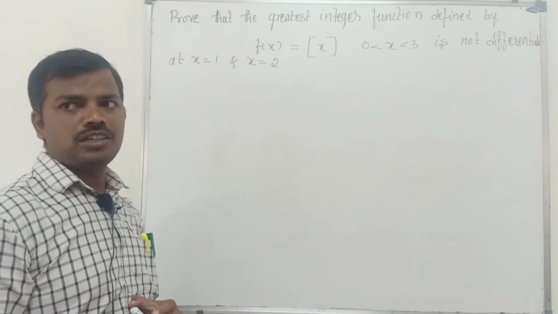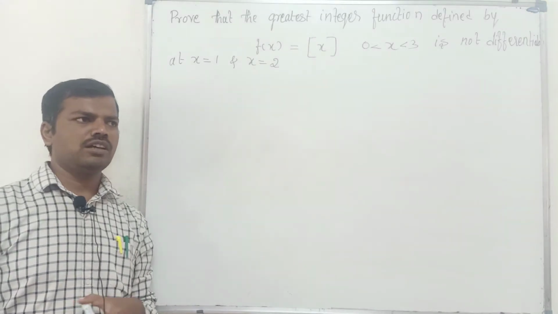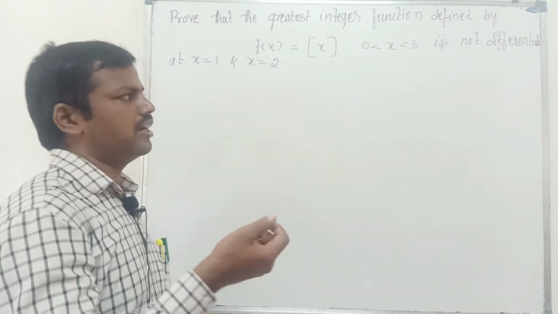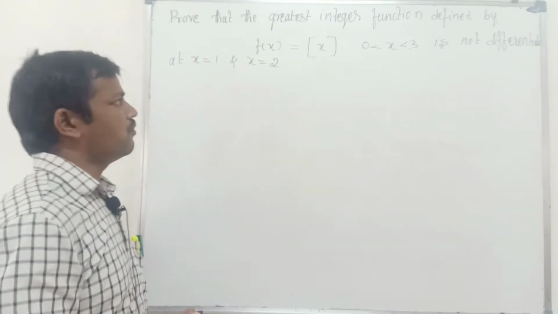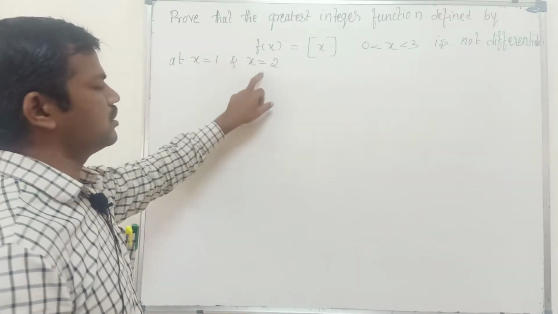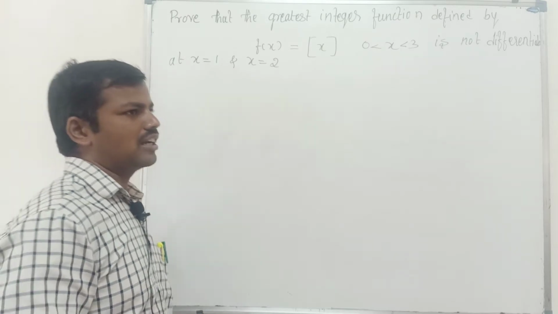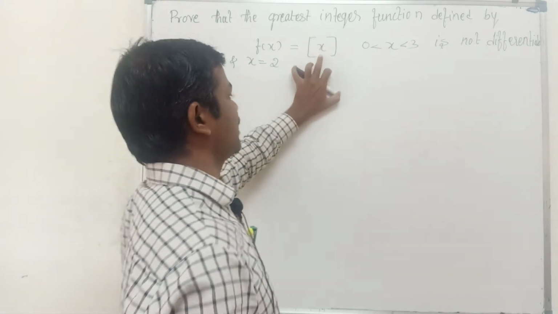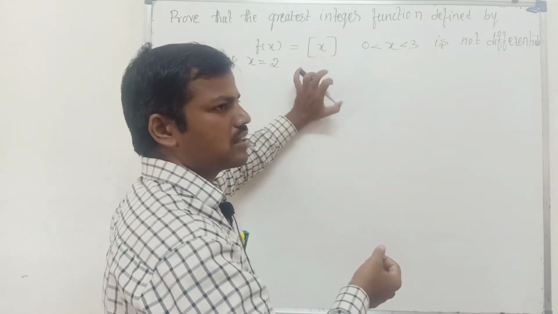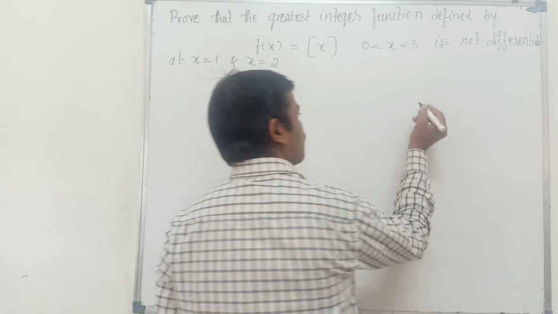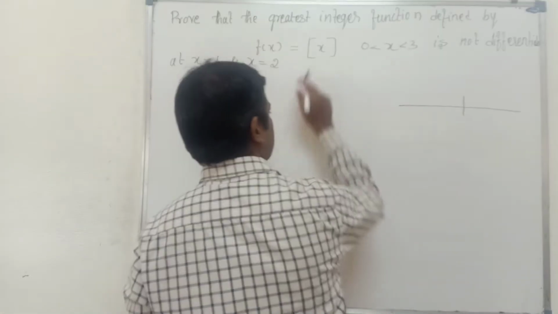Not differentiable means what? We have to find out the right hand derivative and left hand derivative. If the right hand derivative and left hand derivative are not equal, then we say that it is not differentiable. So for these two values of x we have to discuss. Here we should have a clear idea about differentiability, and first we have to have an idea about the greatest integer function.